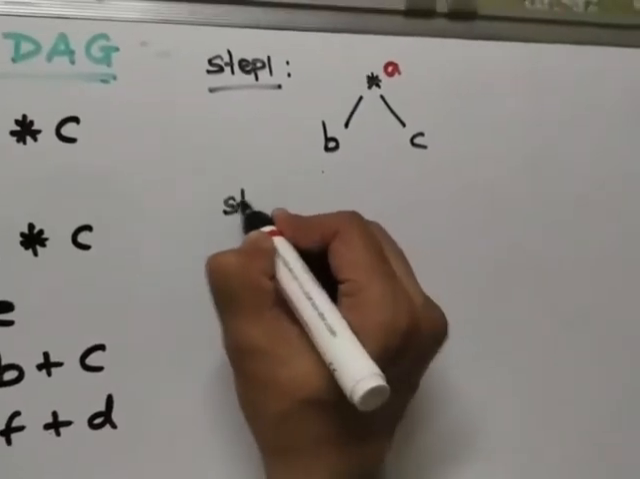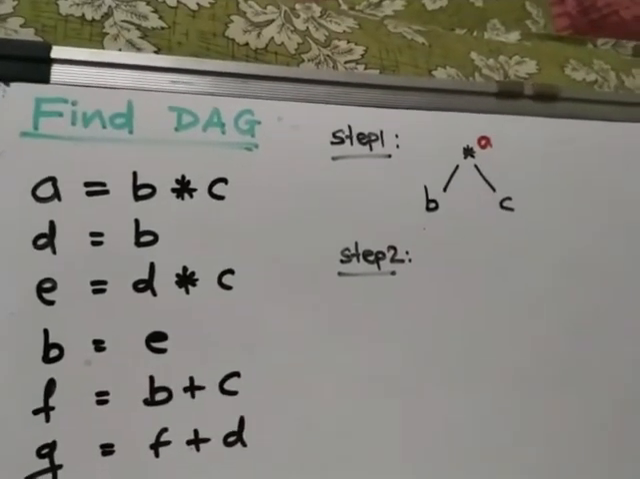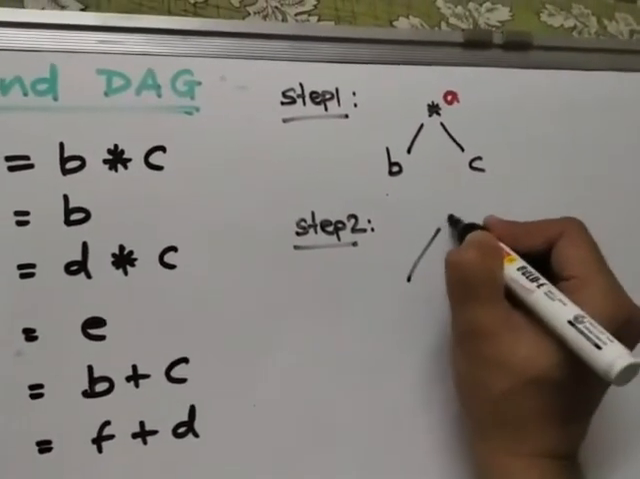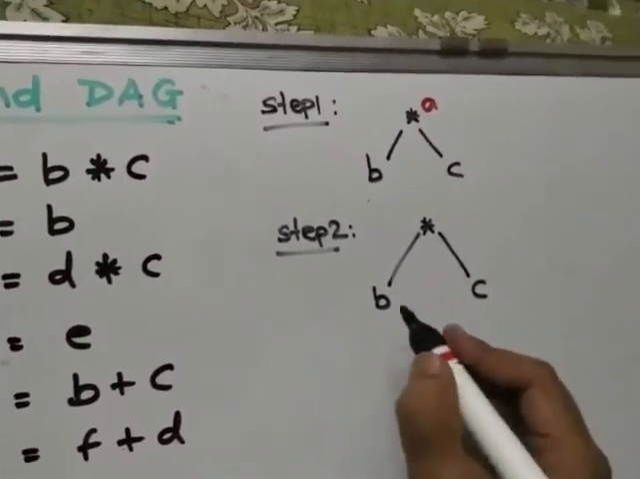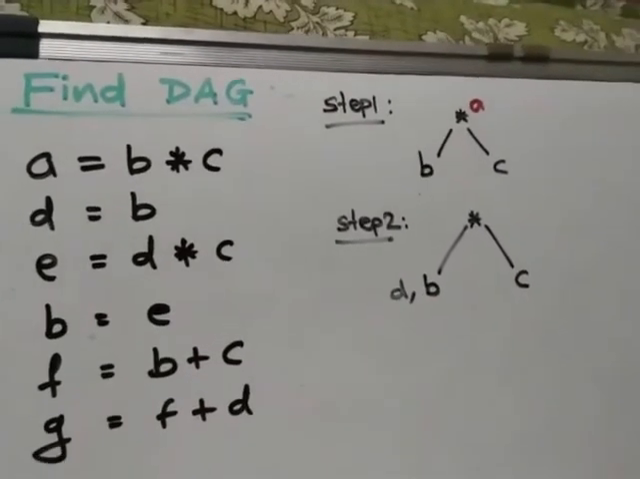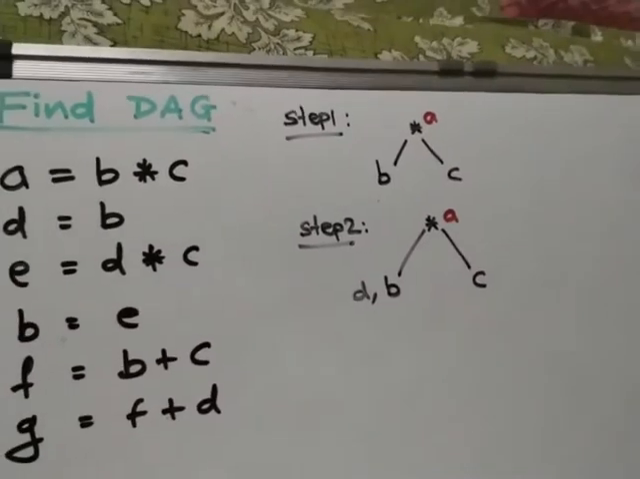In the next step, choose statement number 2. In statement number 2, D equal to B is given. So how can we write this? Draw the same B and C. Now here D equal to B, so simply append D at the B position. The rest of the part will remain the same.